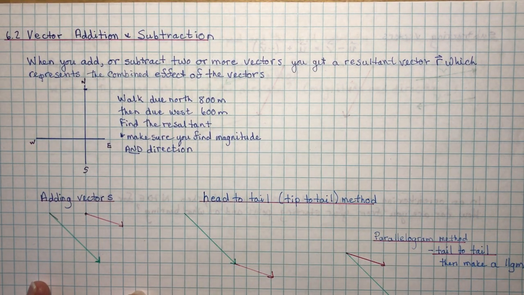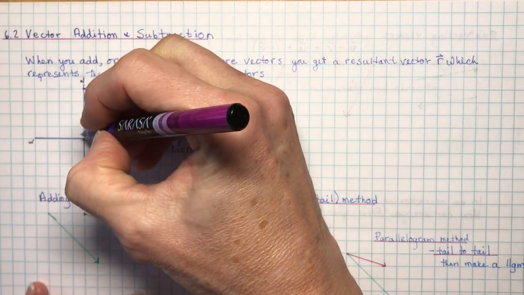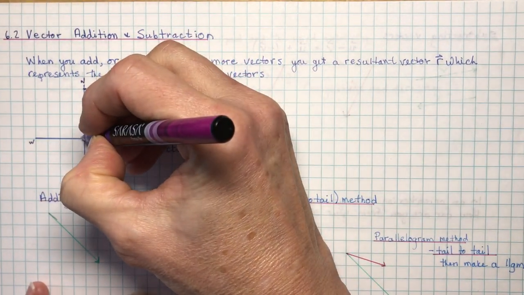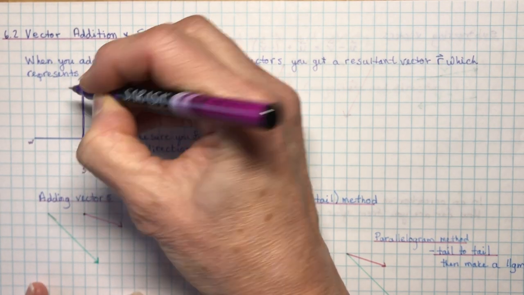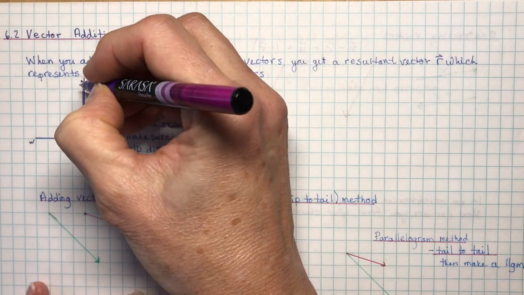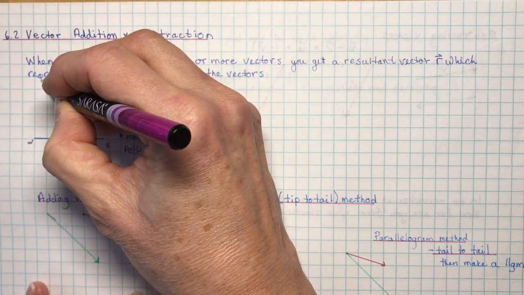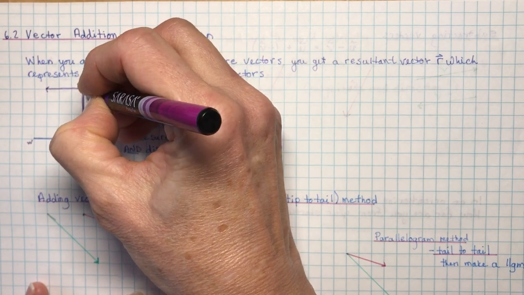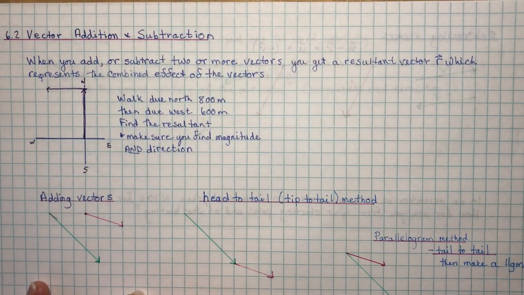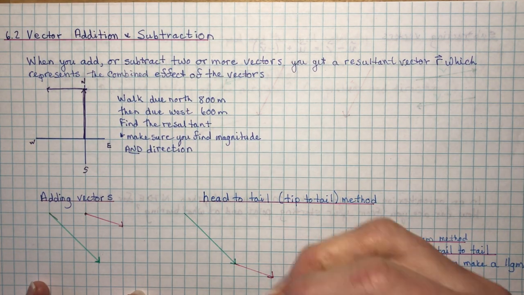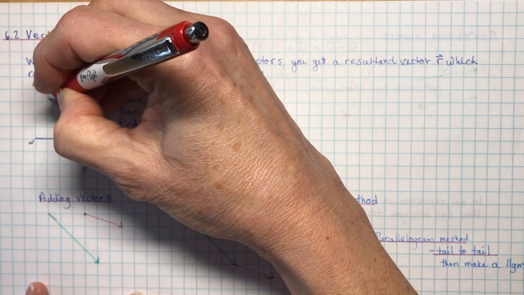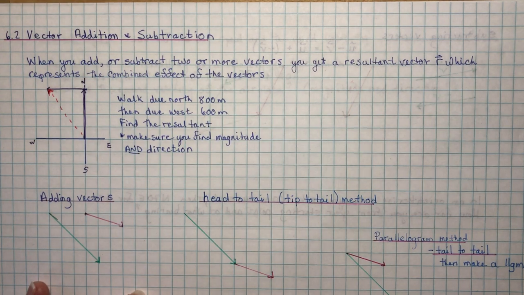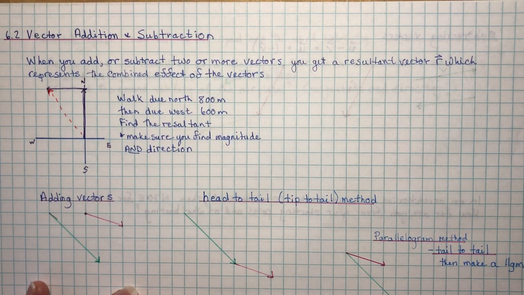So let's say each one of these squares is 200. So 2, 4, 6, 8. So here's your walking due north. And then you go due west for 600. So that's 200, 400, 600. Okay, so I went north and then I went west. Find the resultant. So the resultant is basically the distance from your starting point to where you end. So that's this arrow here. That's your resultant vector. Don't forget to put little arrows on the end because they are vectors.